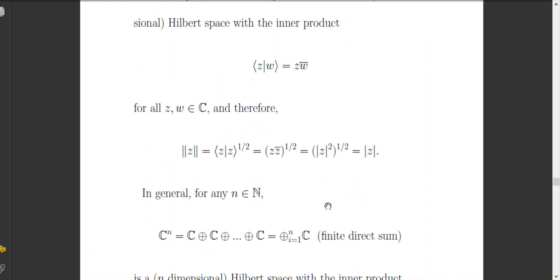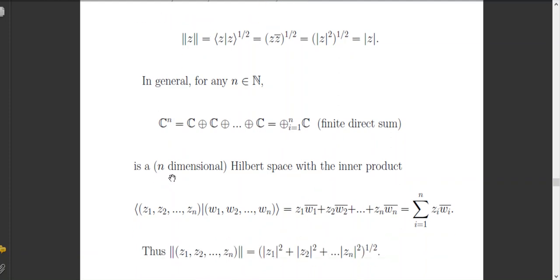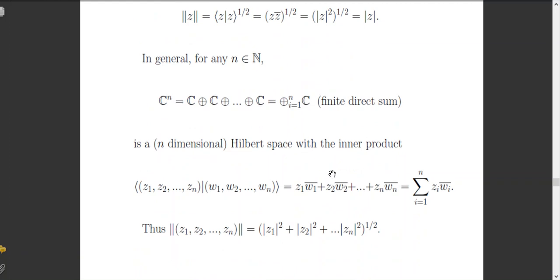And in general, look at here, C^n. When we say C^n, it means the direct sum of C n times. It's a finite direct sum. You remember C itself is a one-dimensional complex Hilbert space, but if we have the direct sum of C n times, which is denoted by this, or C^n, this is a finite direct sum, and this is also a Hilbert space, an n-dimensional complex Hilbert space with this inner product.